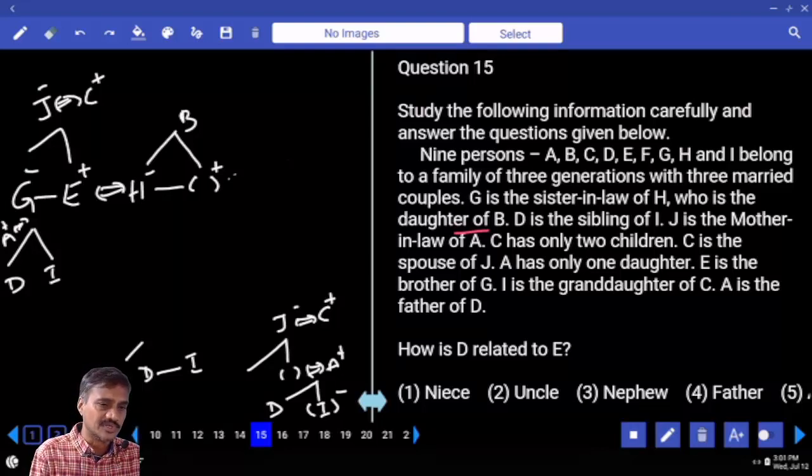Now 3 couples were there. Now A, B, C, D. Count. A, B, F. F must be. Does it fit? Then now this is about 15 to 17.